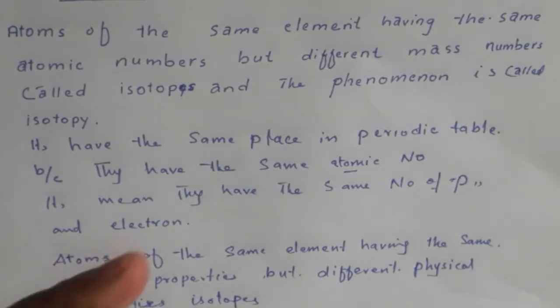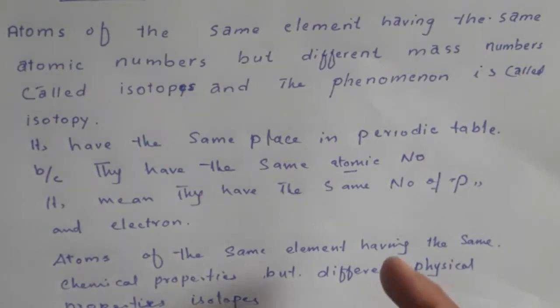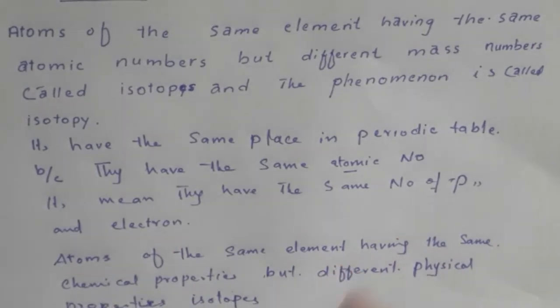So isotopes have the same place in the periodic table. Why do they have the same place in the periodic table? The reason is they have the same atomic number. Therefore, the atomic number is the same for the isotopes.